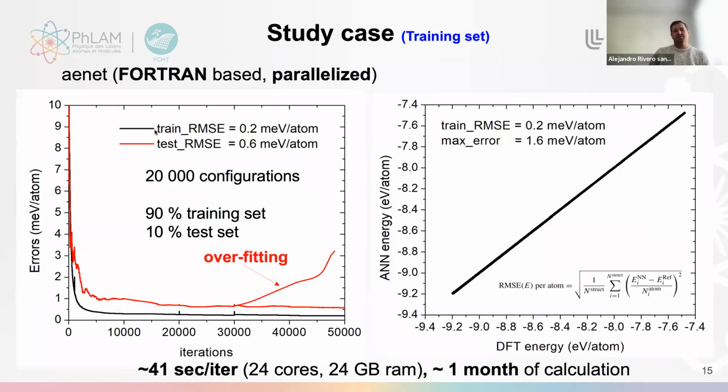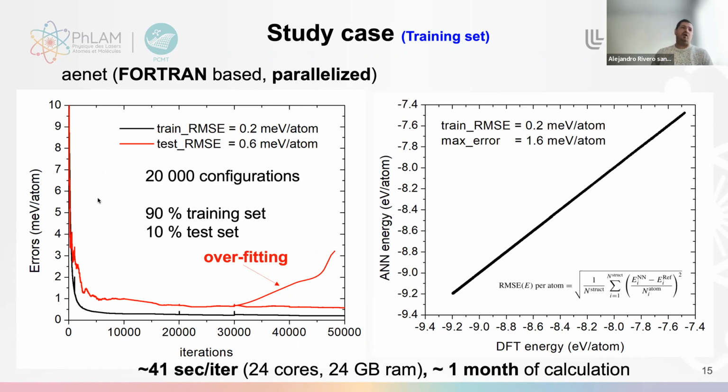So here, in the left figure, I show the result of the training process. What I show is the evolution of the error during the training process. As you can see, of the 20,000 configurations, we use 90% for the training set and 10% for the test set. In the training process, we see a decrease in the error during the iterations. In this process, you need to be very careful. I put this here to say to you that you need to be careful not to have overfitting in your training process.